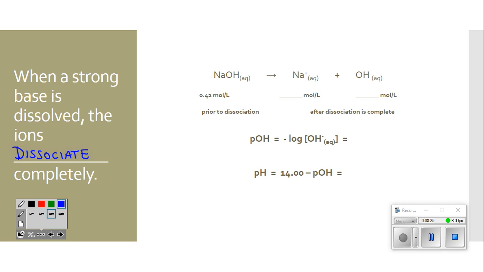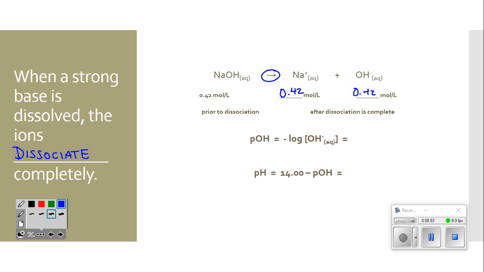So when I put, say, sodium hydroxide in water, the sodium and the hydroxide ion will completely dissociate from each other. I know it's complete because I've got a quantitative reaction. I can see my arrow there. That means that these two will have the same concentration as my original sodium hydroxide.